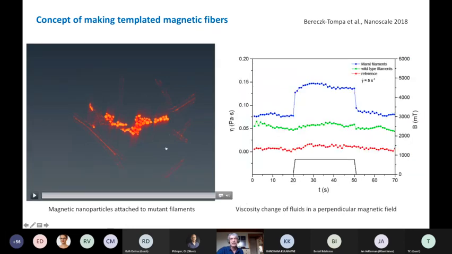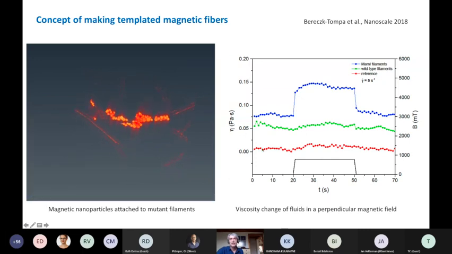And once we made these filaments, we also tried to make them useful. And actually, if you have a suspension with these magnetite-covered filaments, and then you turn on the magnetic field, then the viscosity increases a lot. Whereas in the other cases, if you have just filaments or just magnetite, there is no such effect. So maybe it can be used for some technological application.